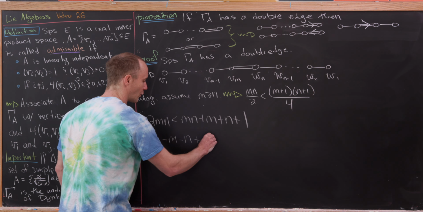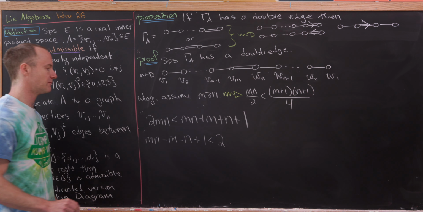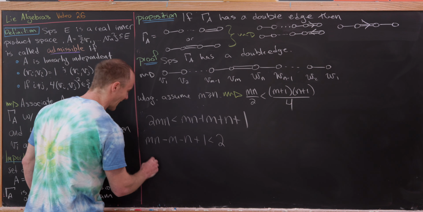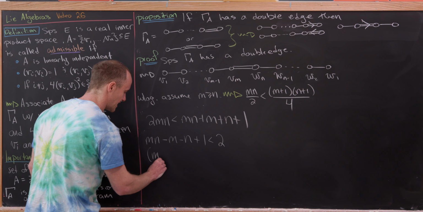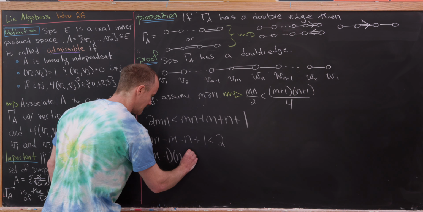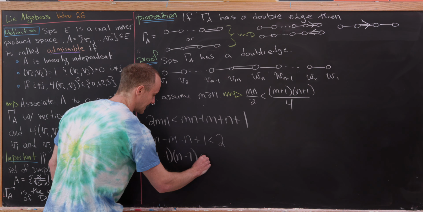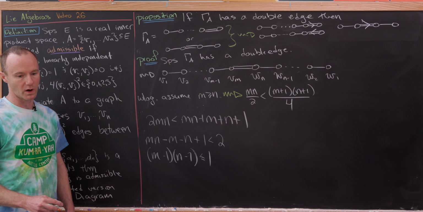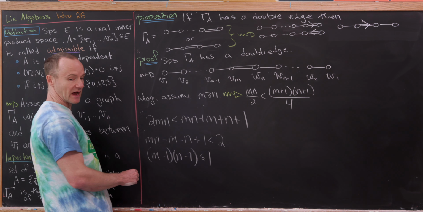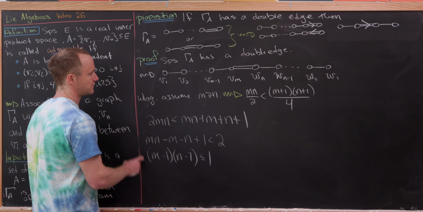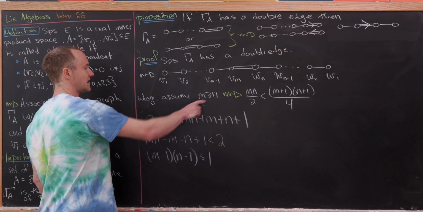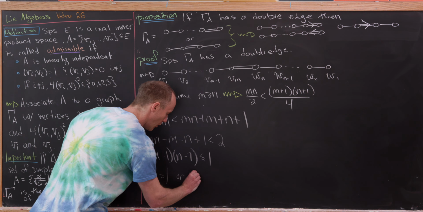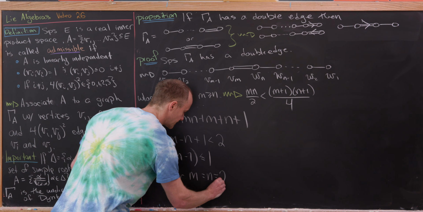But I'm going to now add 1 to both sides to get mn minus m minus n plus 1 is less than 2. But now we can factor the left-hand side, and we'll have m minus 1 times n minus 1 is less than or equal to 1. We're replacing that less than 2 with less than or equal to 1. But now from here, since m is bigger than or equal to n, we see that we either have n is equal to 1 or m equals n equals 2.